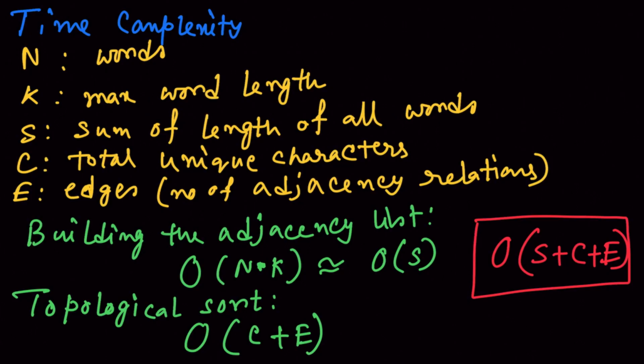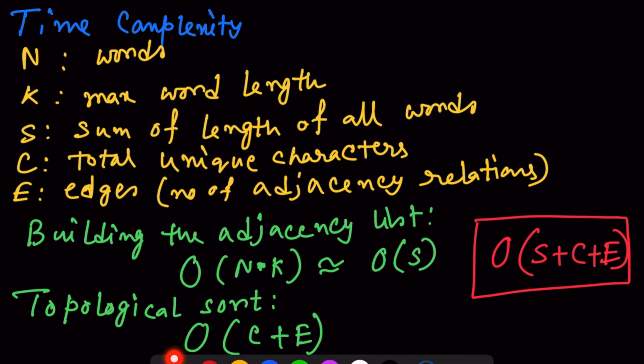Now what is the time complexity? Let's say we have n words, k is the maximum word length, S is the sum of length of all words considering all the characters, C is the total unique characters, and E is the number of adjacency relations, like how many rules we have. Building the adjacency list will be for each word, for each character, so basically the total sum of length of all words. That will be order of S.